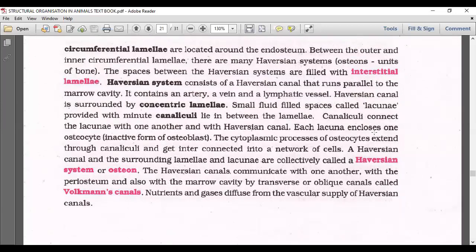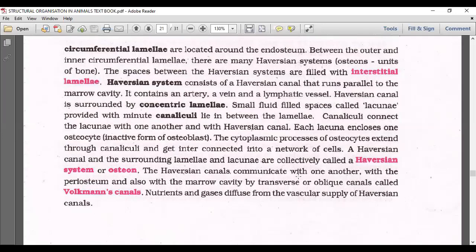Each lacuna includes one osteocyte, an inactive form of osteoblast. The cytoplasmic processes of osteocytes extend through the canaliculi and get interconnected into a network of cells. A Haversian canal and the surrounding lamellae and lacunae are collectively called the Haversian system or osteon.